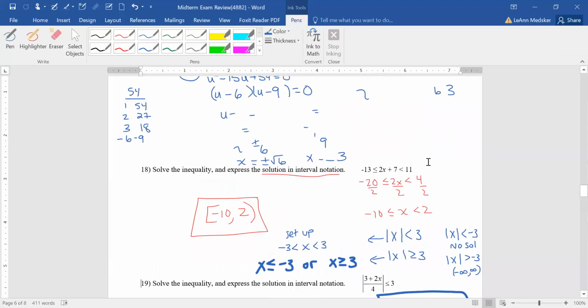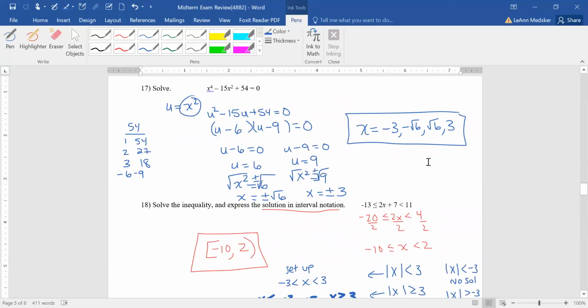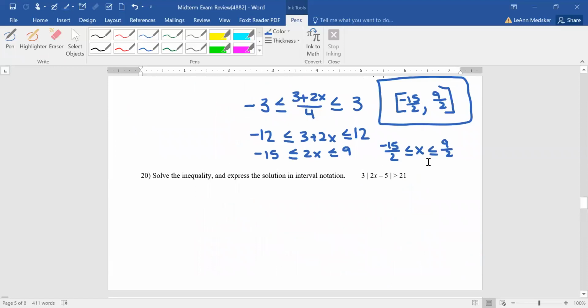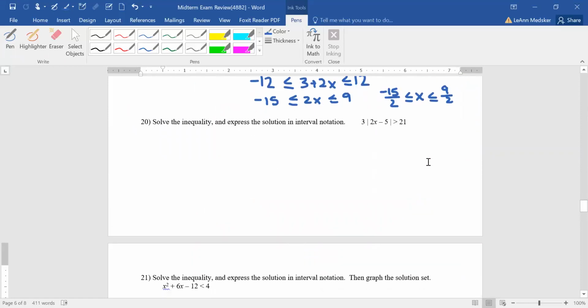Which, by the way, did one of these have us graph? I don't think any of them did. So let's look at solving the inequality of the second one.